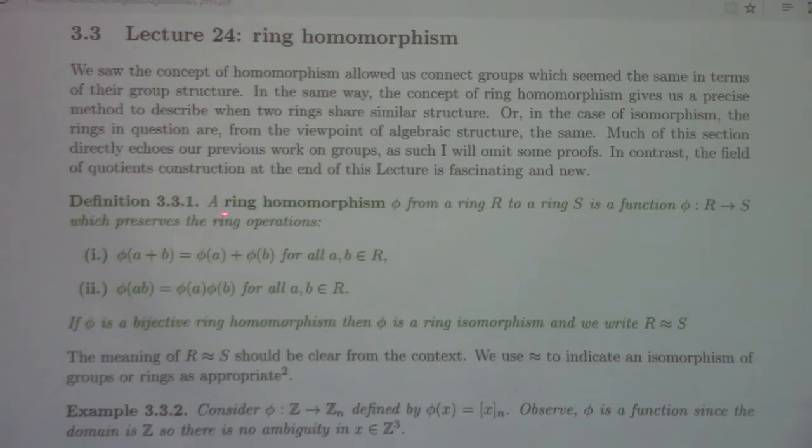So first of all, what's a ring homomorphism? It is a function from one ring to another, such that what? You preserve addition, and you preserve multiplication. What's a ring isomorphism? It's a bijective homomorphism, right?